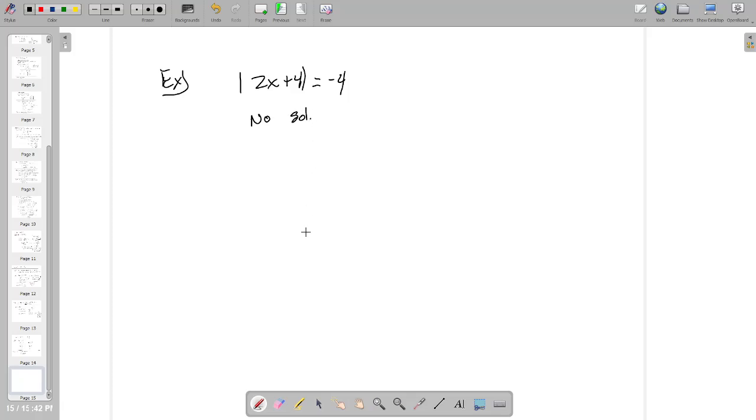And you can immediately put no solution because you can see that we have the absolute value of something equal to something that the absolute value can never reach. Absolute value is always greater than or equal to 0, but negative 4 is less than 0, so this is impossible.